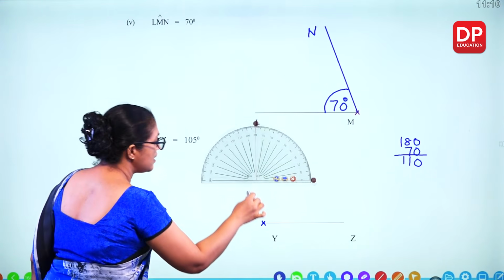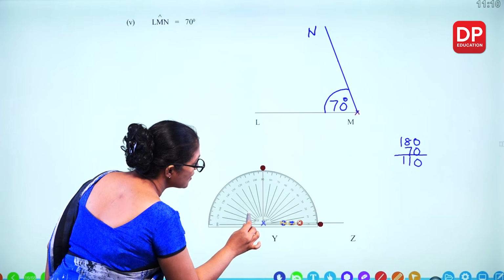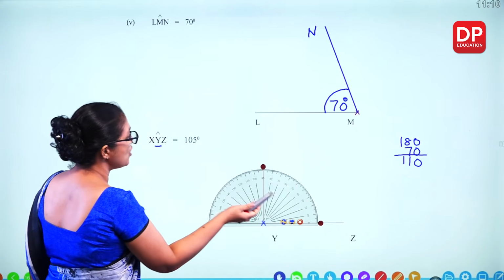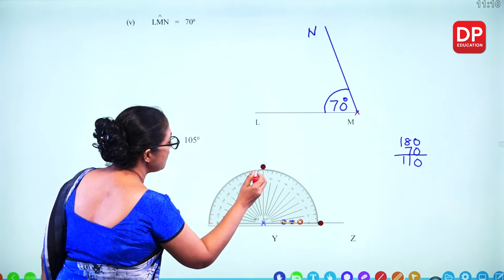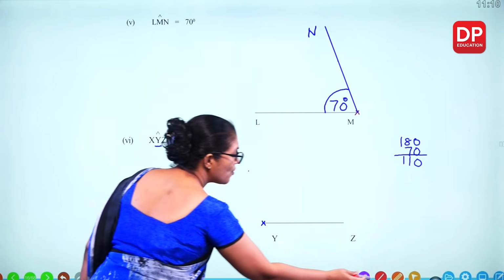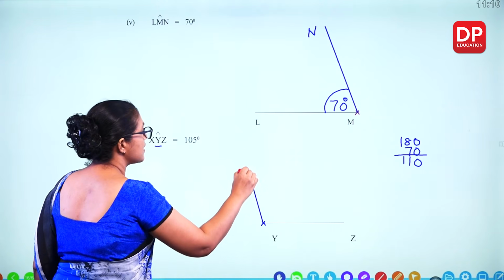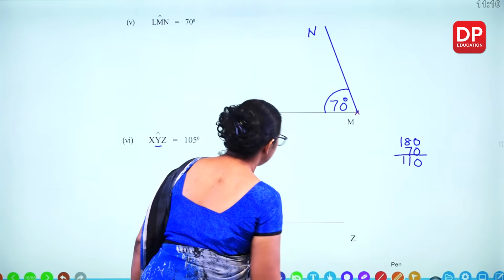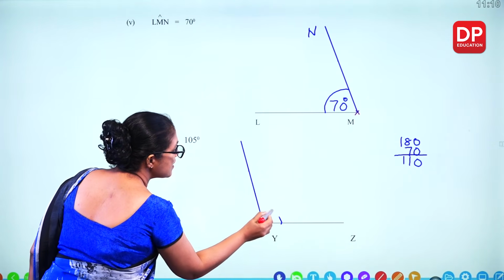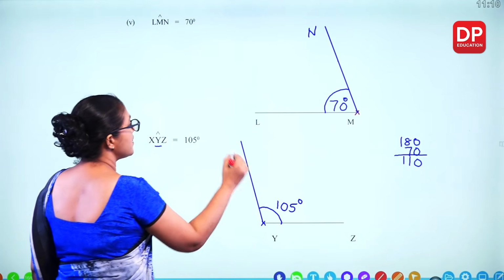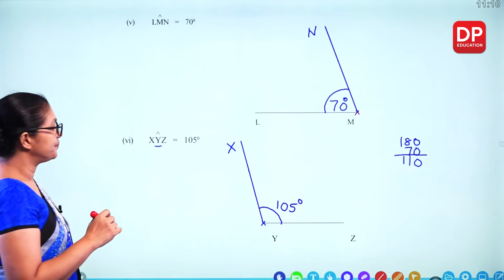Take the protractor and first keep the origin on top of point Y here and measure 105. 105 is here, this point. And take the ruler and connect this point. So you get 105, this angle. So how do you label it? X, Y, Z. So this point is X.